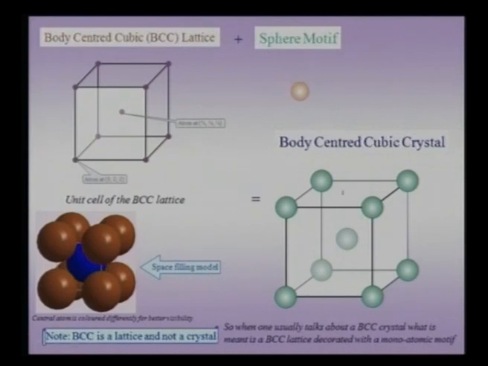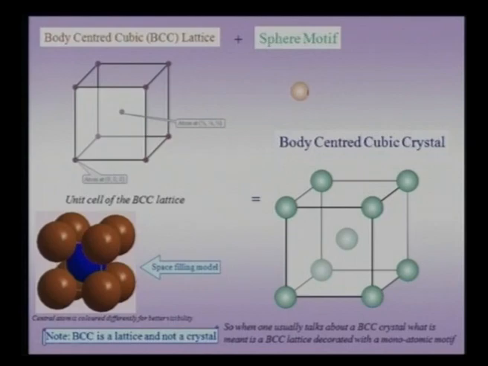So, the crystal in the ball and stick view is shown on the right hand side, wherein these spheres are all sitting in the corners of the cube plus the body centering position. Now, there is a space filling model also shown here, which is also showing the same crystal, the BCC crystal, or as I just said, the BCC lattice decorated with a single sphere motif.